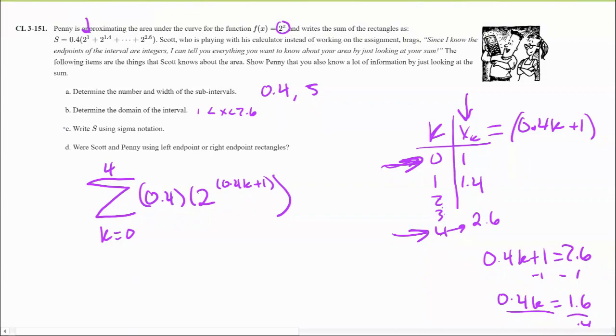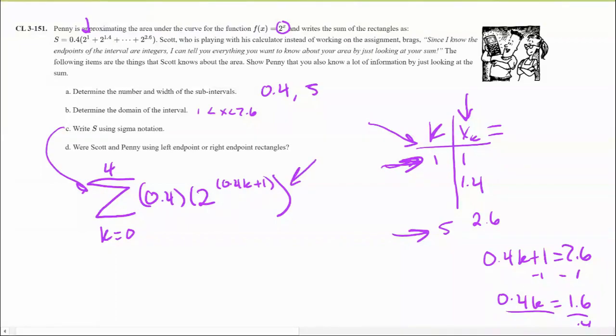The last question here says, were Scott and Penny using left or right endpoint rectangles? And technically, the way that I worked this out, this would be left endpoint, but truthfully, we weren't necessarily told where we were starting. So technically what we could do is we could say that this k value here was 1 that we started at, and we went to 5. And basically the only difference here would be that we would have to change the equation a little bit. But if I'm using this equation here, it would be left endpoint.